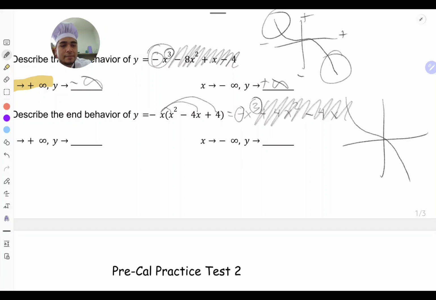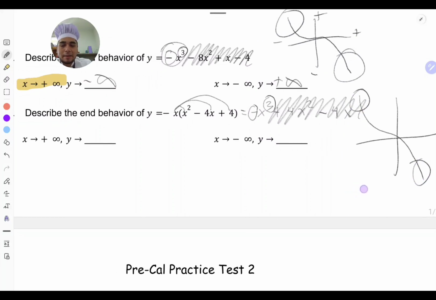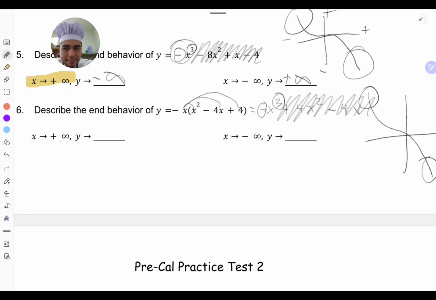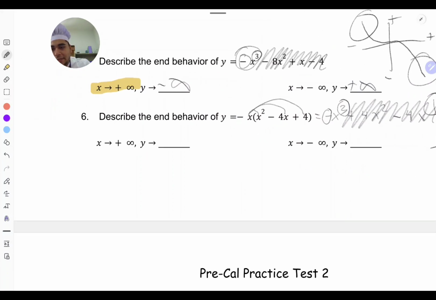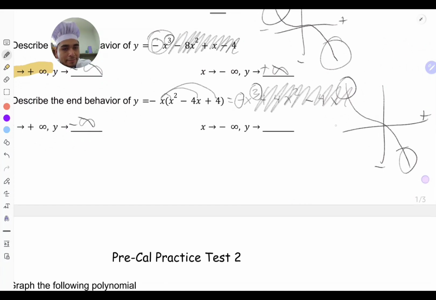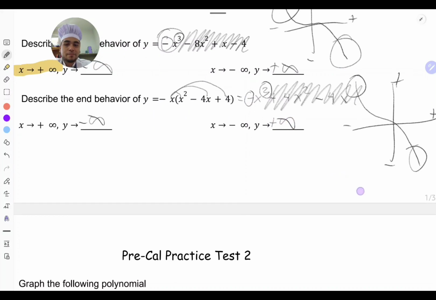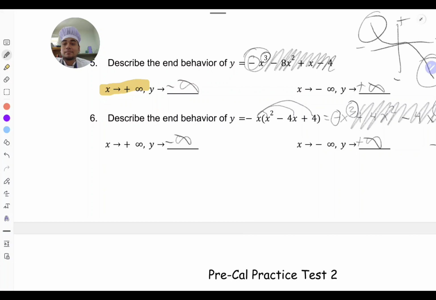And we can erase this. All right? Now, we're done. We want to focus on this and this, right? What are its endpoints doing? So as x gets closer and closer to positive infinity, y is getting closer and closer to negative infinity. As x gets closer and closer to negative infinity, y gets closer and closer to positive infinity. And there we go. We're done with questions 5 and 6.